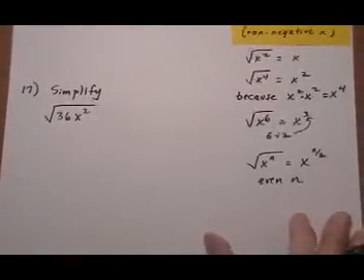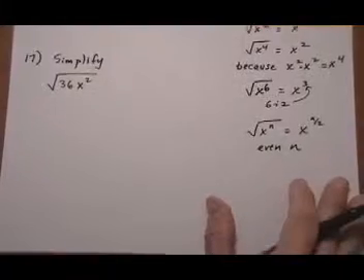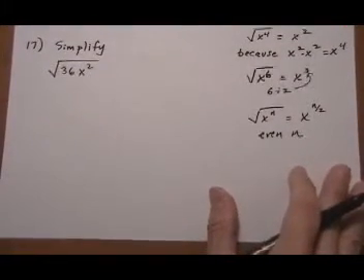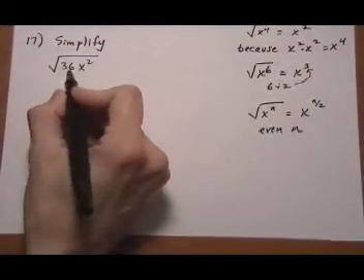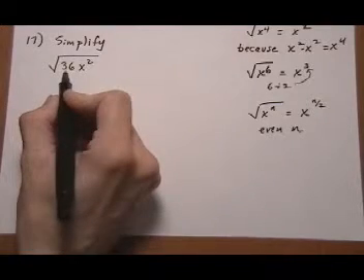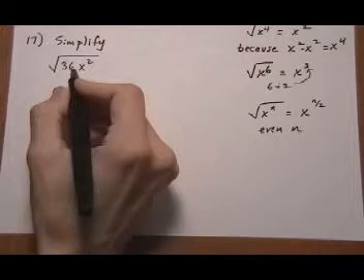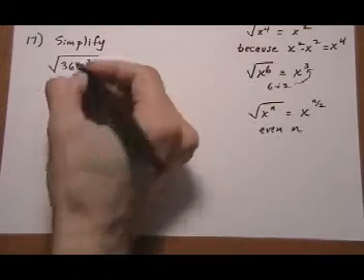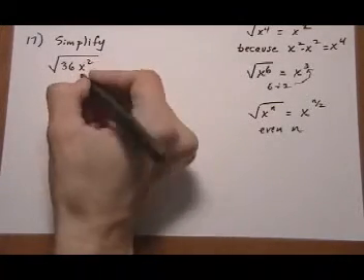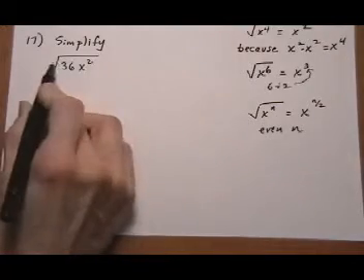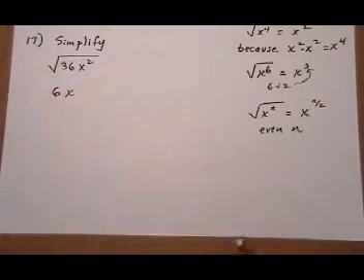On the next one, we have simplify root 36 x squared. Well, we can think of them separately. First, let's do root 36. That will give us a 6. And then we can do root of x squared. x times x gives us x squared, or think of it as power 2 divided by root 2. We get x.